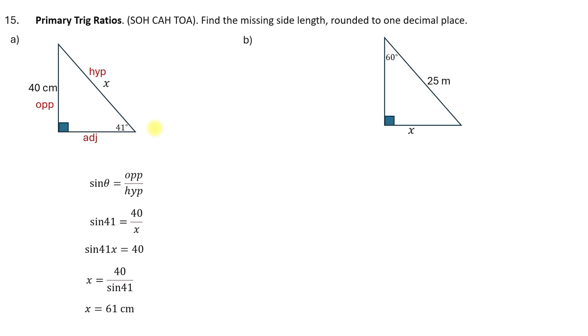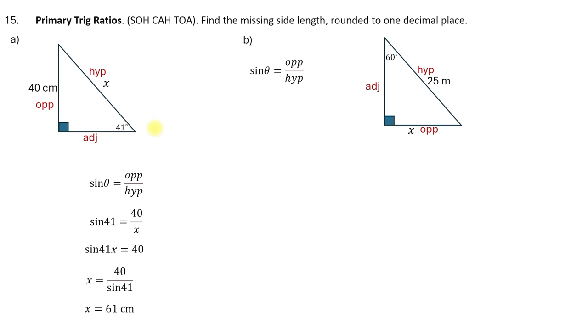In question B, our reference angle at the top is 60 degrees. Once we have our reference angle, we can label our triangle with the opposite, adjacent, and hypotenuse. Now in this question, we're given the hypotenuse and we're asked for the opposite. Once again, the trig ratio that deals with opposites and hypotenuse happens to be the sine trig ratio. So the sine of some angle equals opposite over hypotenuse.